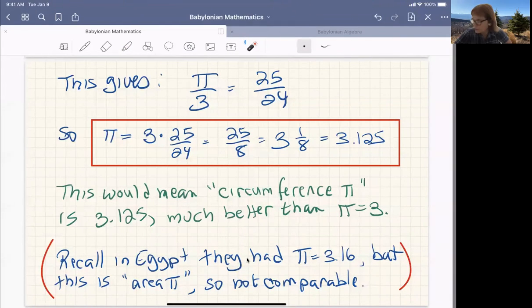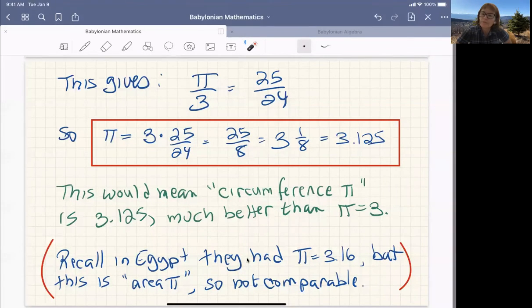And so therefore, I'm going to take this equation here, multiply both sides by 3 to get pi by itself. So it's 3 times 25 over 24. And so notice that the 3 in the numerator cancels out with the denominator's 3 times 8. So that simplifies to 25 over 8. And so that's 3 and an eighth, or 3.125.